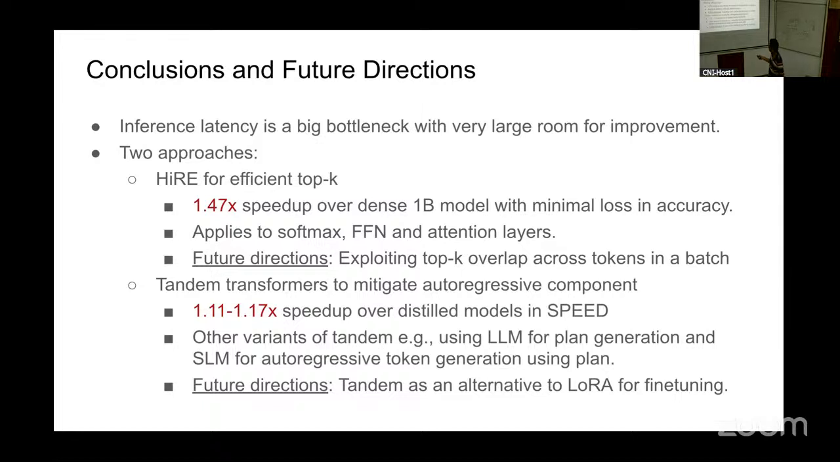So it will also be interesting to understand whether tandem transformers can be thought of as an alternative to LoRA for fine tuning, where we have task specific primary models or secondary models, which attend to a large model for improving their quality and getting general reasoning, but can still be specialized into different tasks. Okay, I'll stop here.